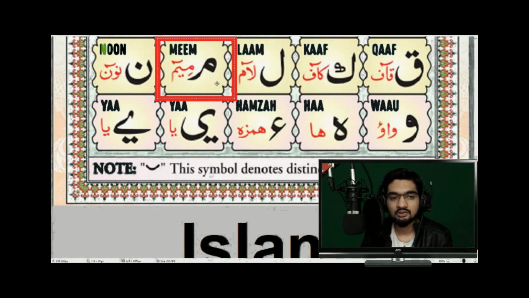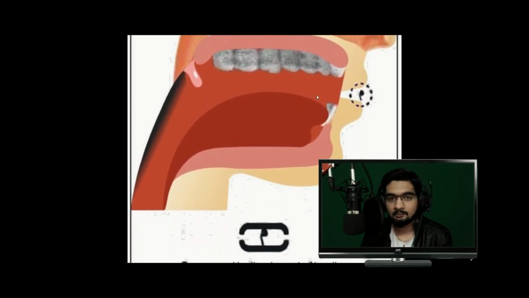Mim. Mim is pronounced from the very front part of our lips, the dry part. Mim. Indicated by the purple circle over here.